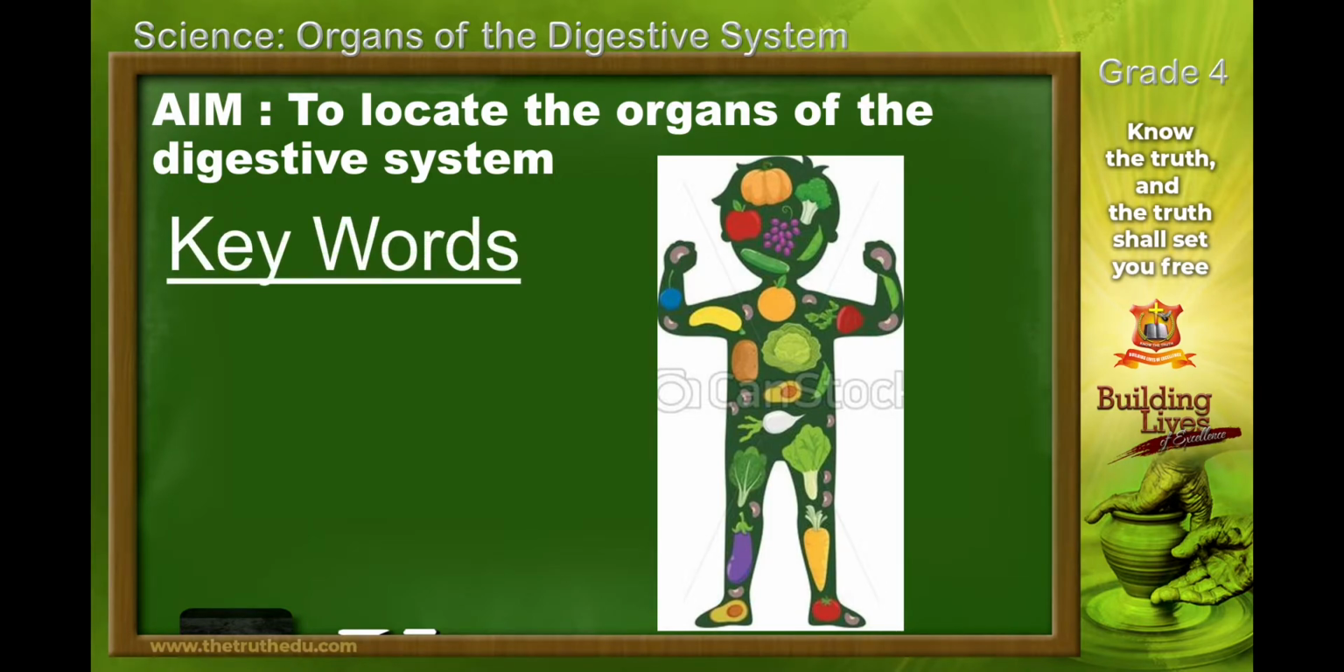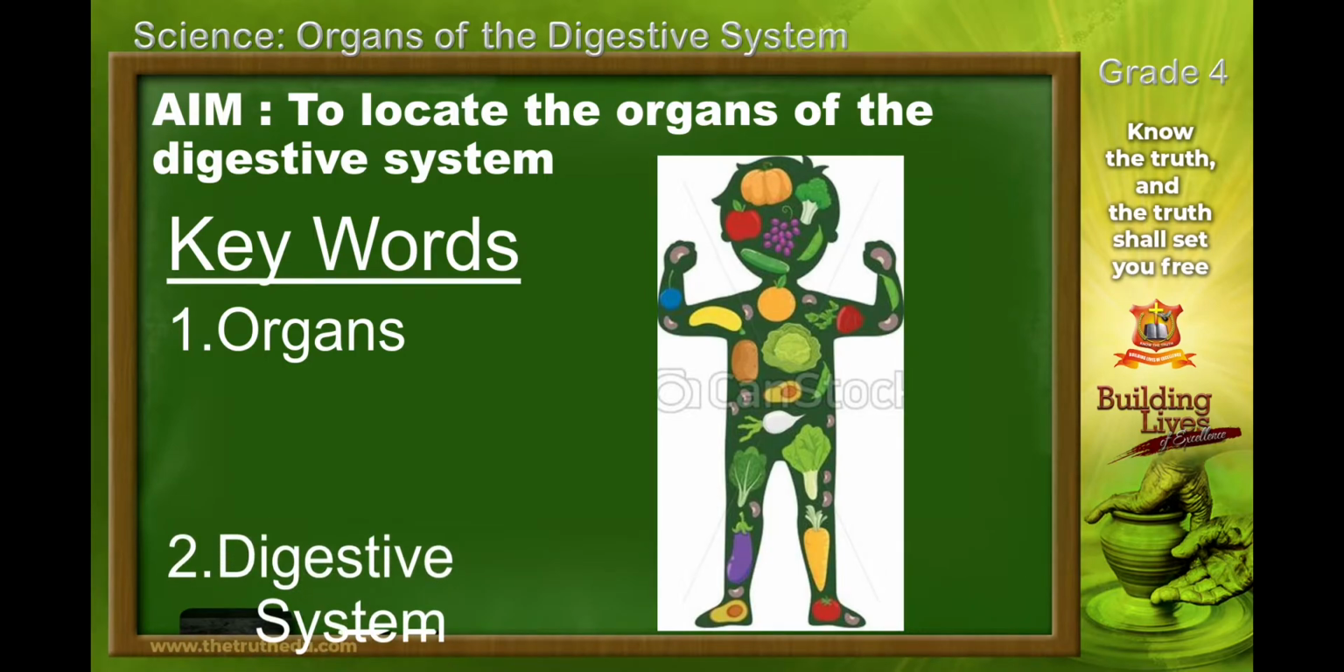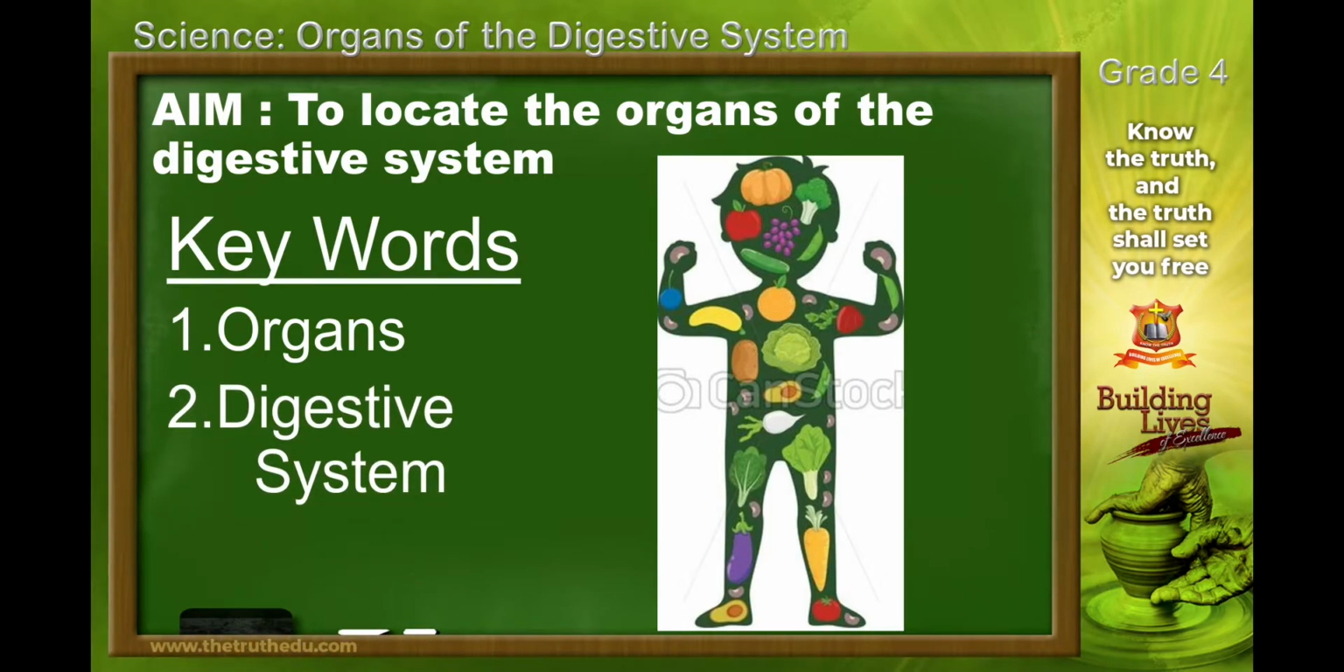You can keep your dictionary to note the meaning of the words. Keyword number 1, organs, and keyword number 2, digestive system. So there are 2 keywords for today, organs and digestive system. You should search the meaning of these words in the dictionary, because in the test they may come.